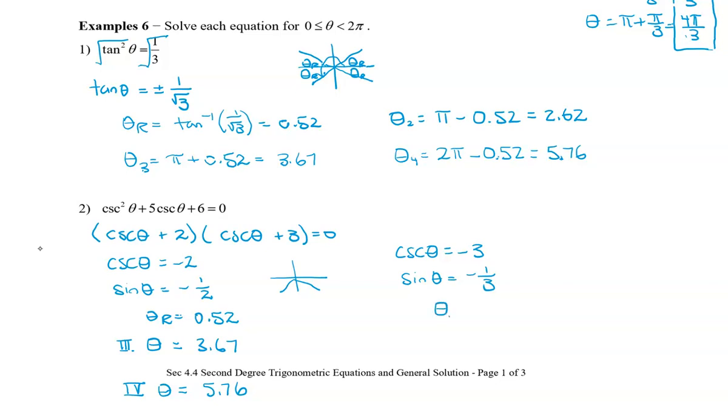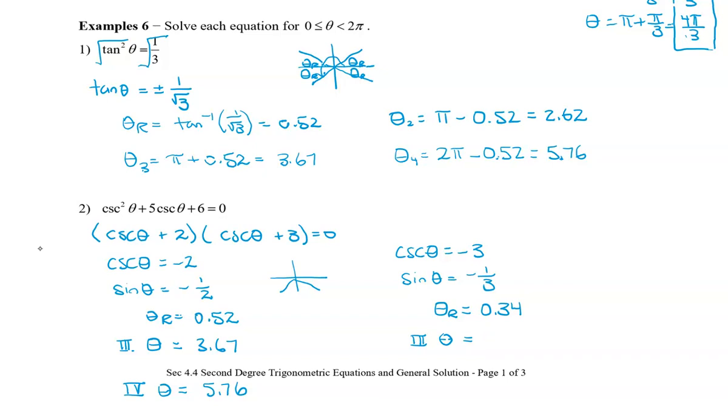All right, let's do the same thing with the other one. So you type this into your calculator, and you should get a reference angle of 0.34. And sine is still negative because it's -1/3, so we're looking for the third quadrant angle and the fourth quadrant angle. So the third quadrant angle is equal to 0.34. Oh, sorry.